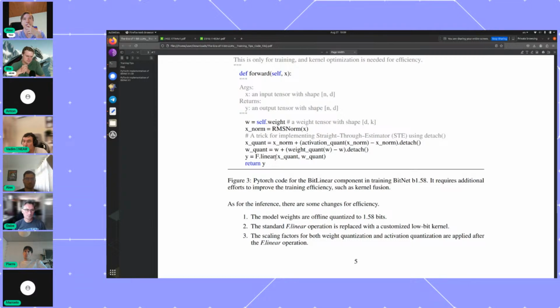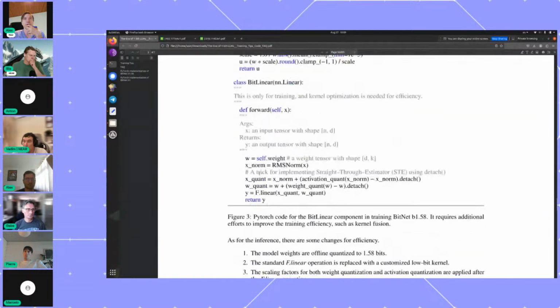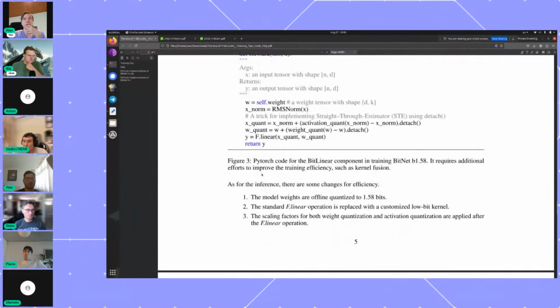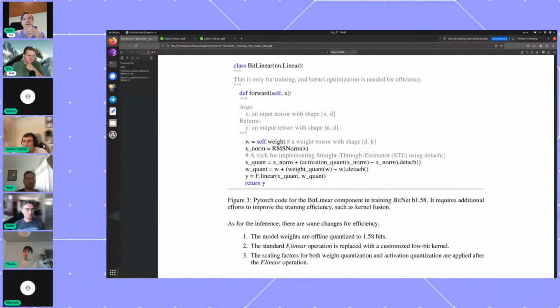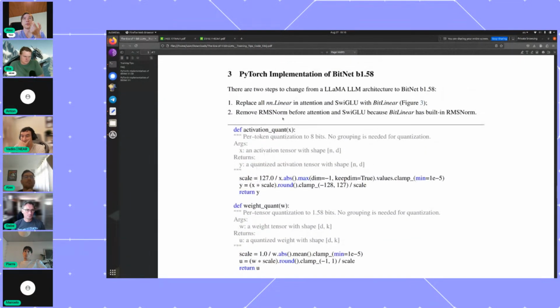concise way, right? And then once you have this layer, which is, what is it, like 30 lines of code, maybe less, 20 lines of code, all you do is you replace the linear layers for query projection, key projection, value projection, and the two matrix multiplications in MLP with bit linear. It's called bit linear.